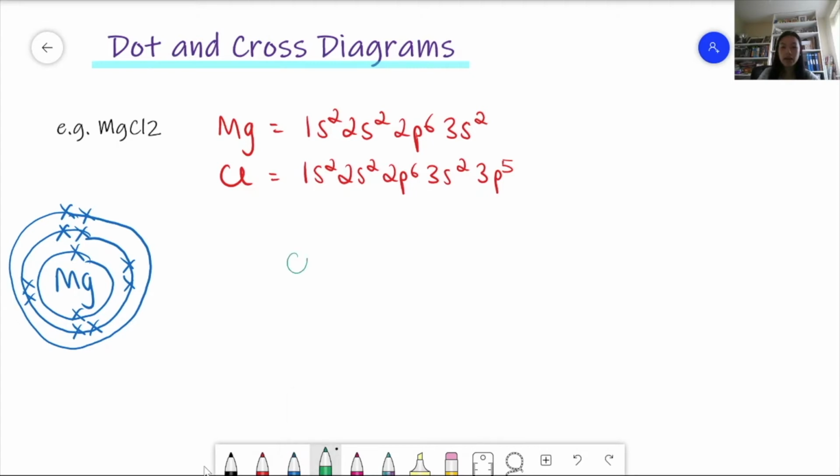And then I'm going to draw some chlorines. So it also has 3 shells. First shell, it's got 2 electrons, and then we've got the 8 in the second shell. And then we have 7 in the third shell.